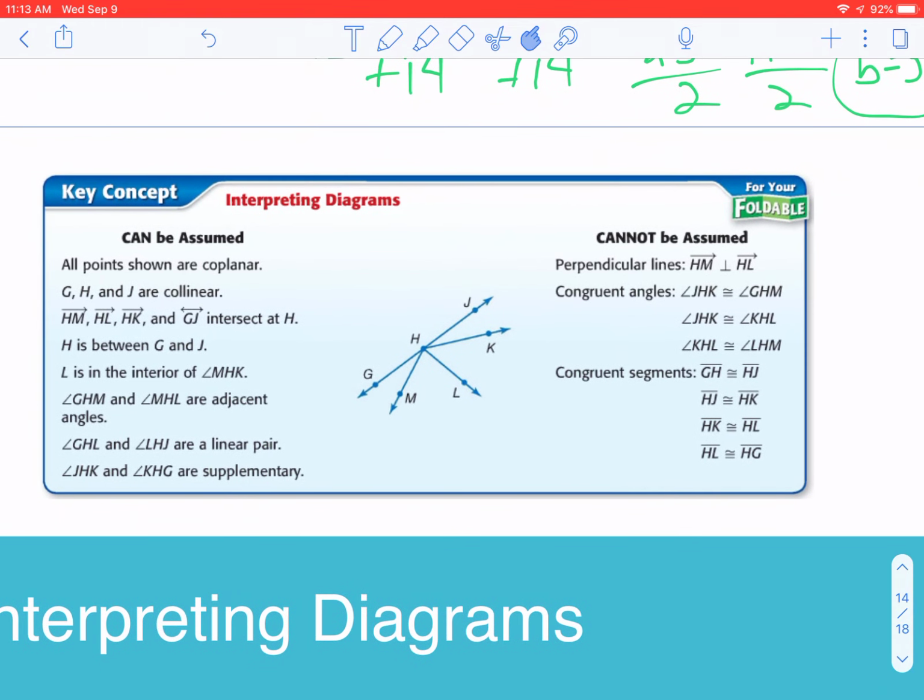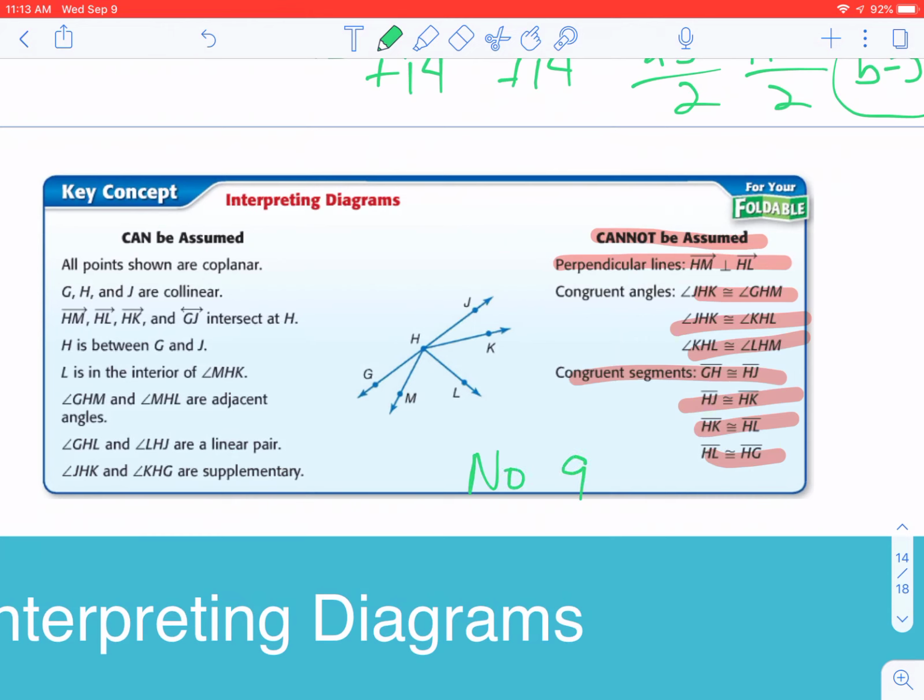Okay, I don't want you to look too much into this picture. You might want to use it on the homework because you're going to get a bunch of angles like this and you're going to have to tell which ones are adjacent, linear pair, supplementary. By the way, we cannot assume any of this over here, because nothing is marked. There is no 90 degree symbol, and there is no congruent symbol. Therefore, we can't say any of that.